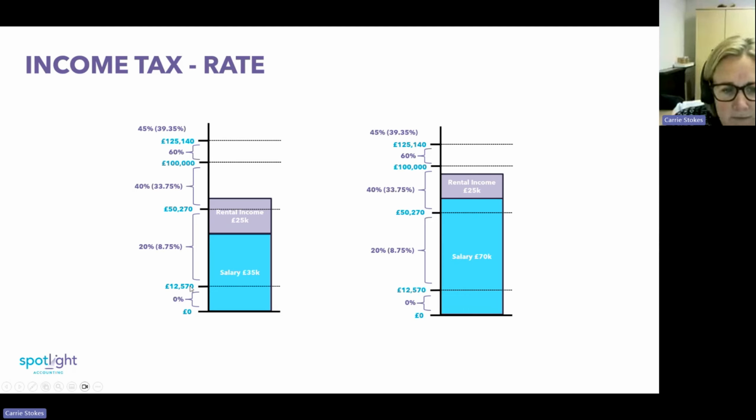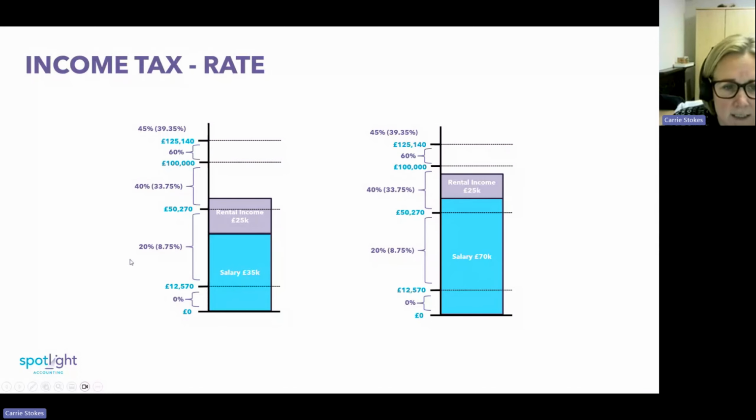between 0 and £12,570, this is your tax-free allowance, you're taxed at 0%. Between £12,570 and £50,270, this is your basic rate tax band that you're taxed at 20%. Between £50,270 and £100,000, this is what we refer to as higher rate tax, so you pay 40% in this area. Between £100,000 and £125,140, you pay an effective rate of 60% tax because you start losing your personal allowance. And above £125,140, you pay 45% income tax.